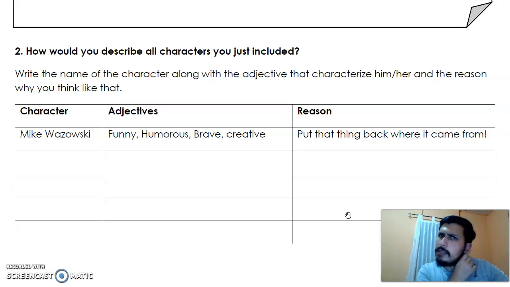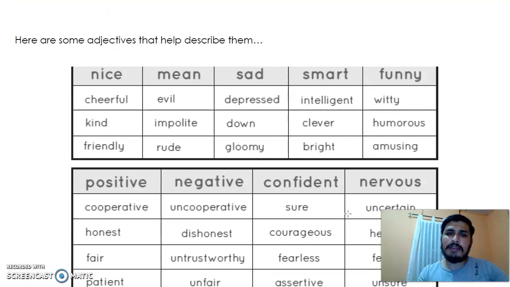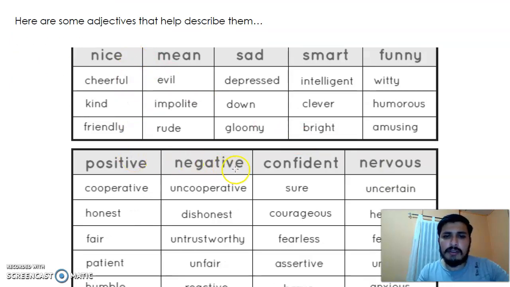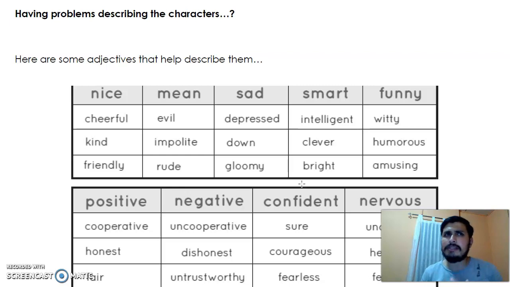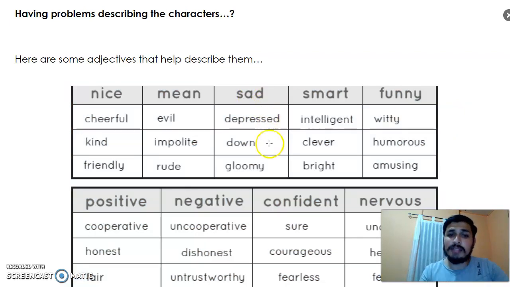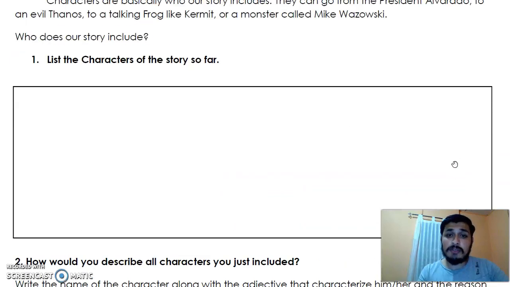Profe, but I don't know what to write. That's why I included here on the next page a chart that can help you describe the characters that you are including. You think that a character is nice? Okay. Think the character is confident, is creative, alright? And if you think he's nice, but he's more than nice, you can include other words. Cheerful, kind, friendly. If you think he's not just mean, he's more than mean, he's evilish, he's impolite, he can be rude, he can be many things, alright? He's not just sad, he's depressed, he's down, he's gloomy. And you can include as many examples as you think of in regards to the characters, alright?